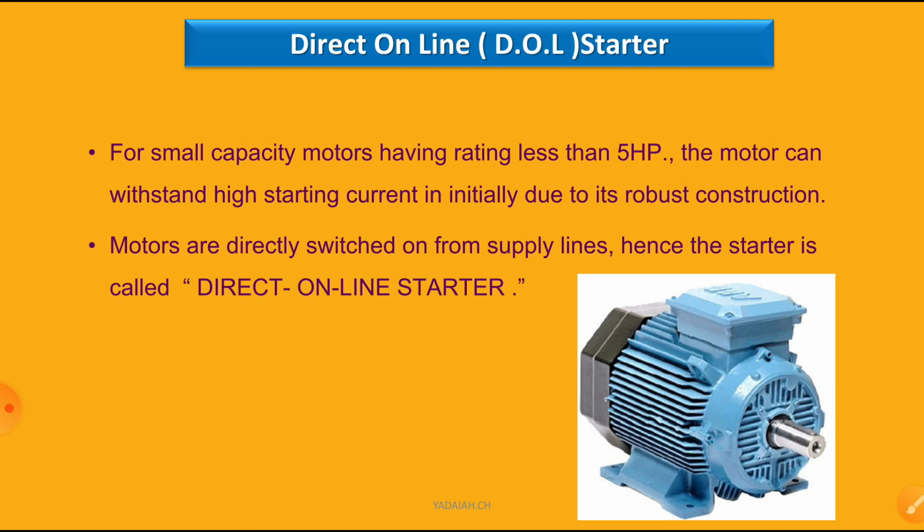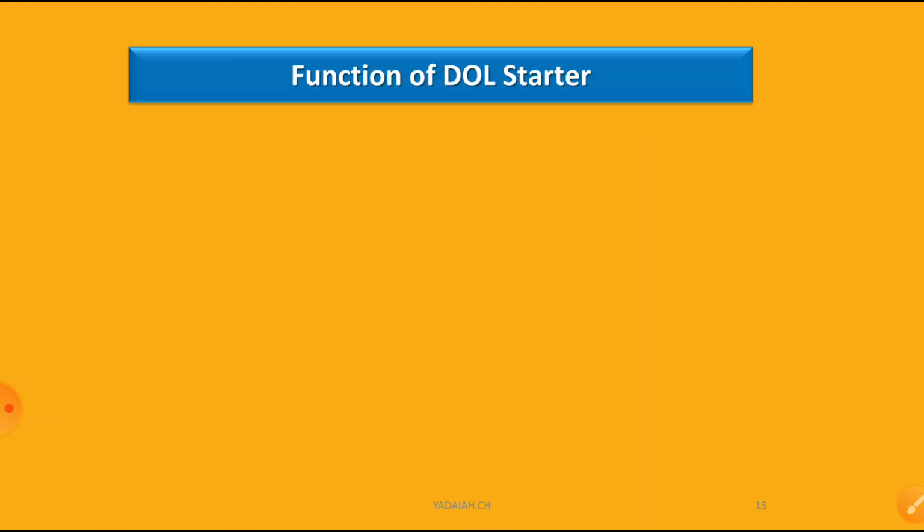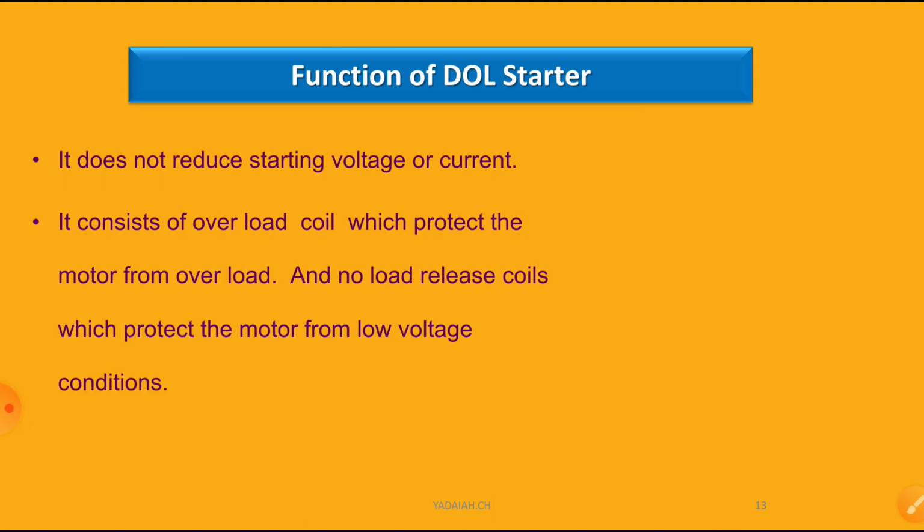What is the function of the DOL starter? It does not reduce the starting voltage or current. It consists of the overload coil OLR, which protects the motor from overload, and the no load release coil, which protects the motor from low voltage conditions.